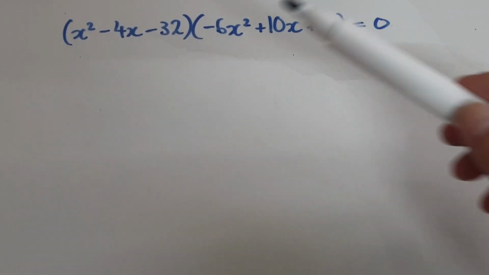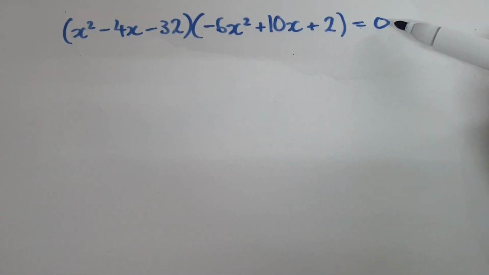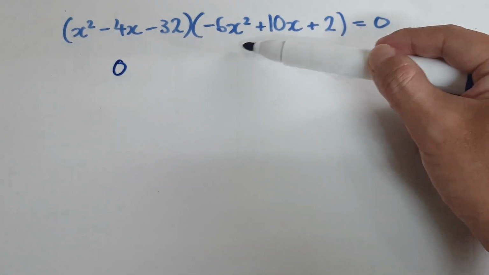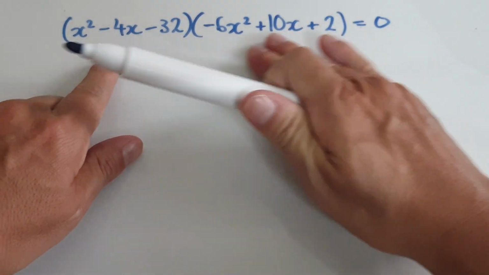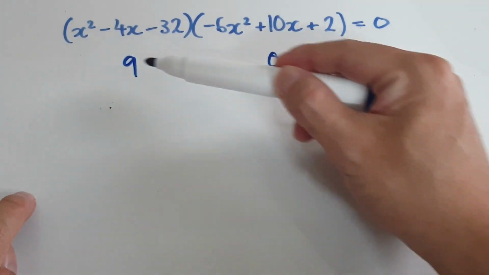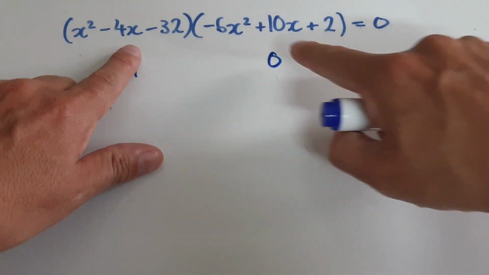Let's try and solve this quadratic problem. Whenever you have one thing times another equal 0, try to make this bubble to be 0, because 0 times, let's say this bubble is 7, 0 times 7 will be 0. Or try to make this bubble to be 0, because 0, let's say 9, 9 times 0 would be 0. So try and make one bubble to be 0.